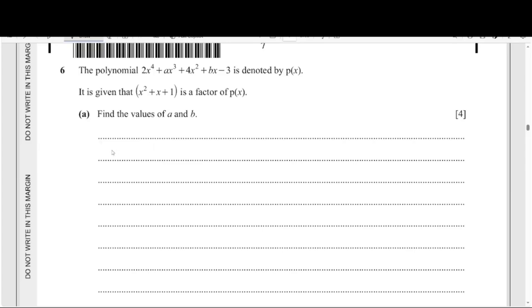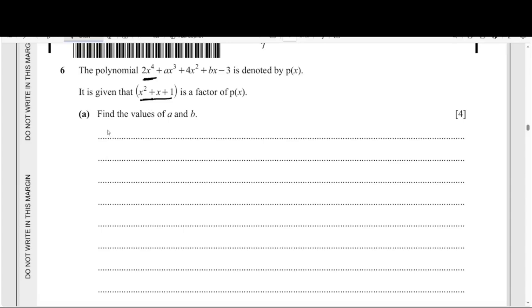Since the factor given is a quadratic, and the polynomial is a quartic one, or has a degree of 4, it means that the other factor that we need to multiply by this factor to get the polynomial is also a quadratic. That's the only way you're going to get an x exponent 4.